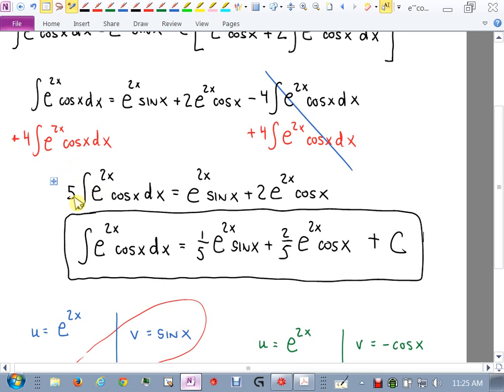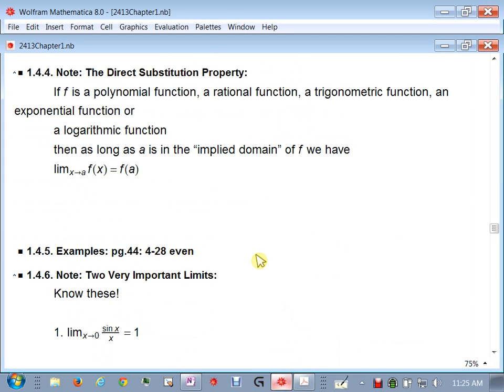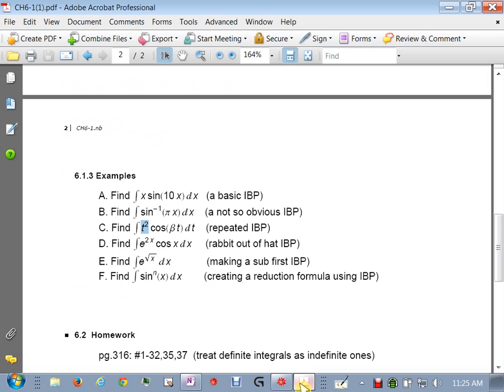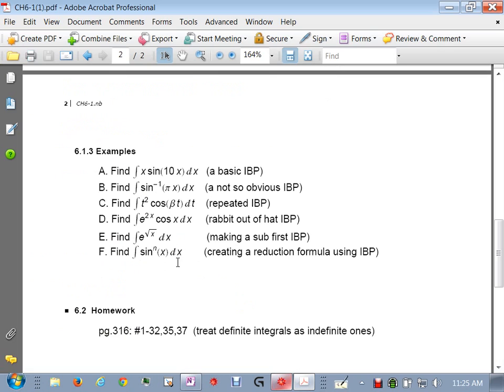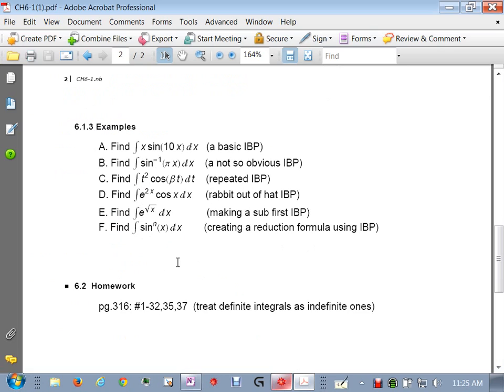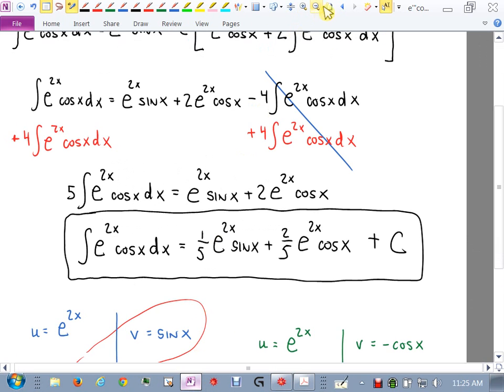So the next example in my notes is the integral of e to the square root of x dx. And this is an example, I'm kind of giving it away already, where we want to make a basic substitution first before we try and integrate. So let me just get to it.